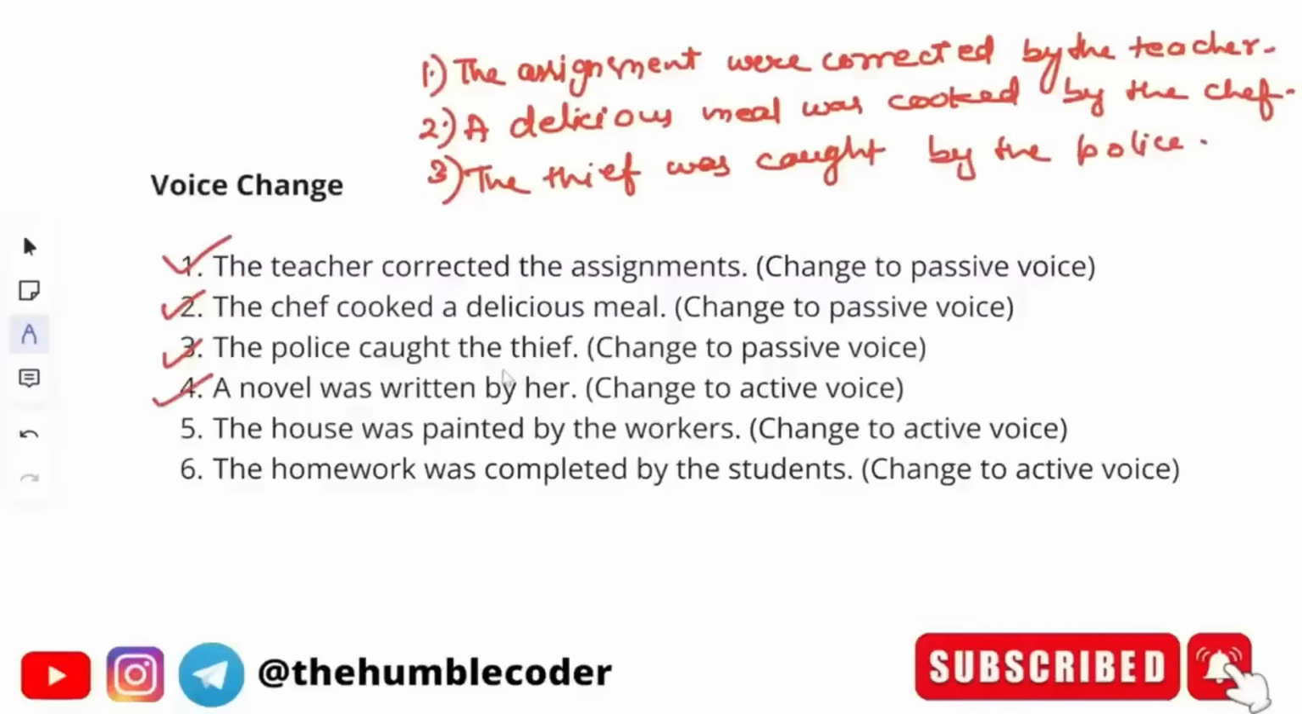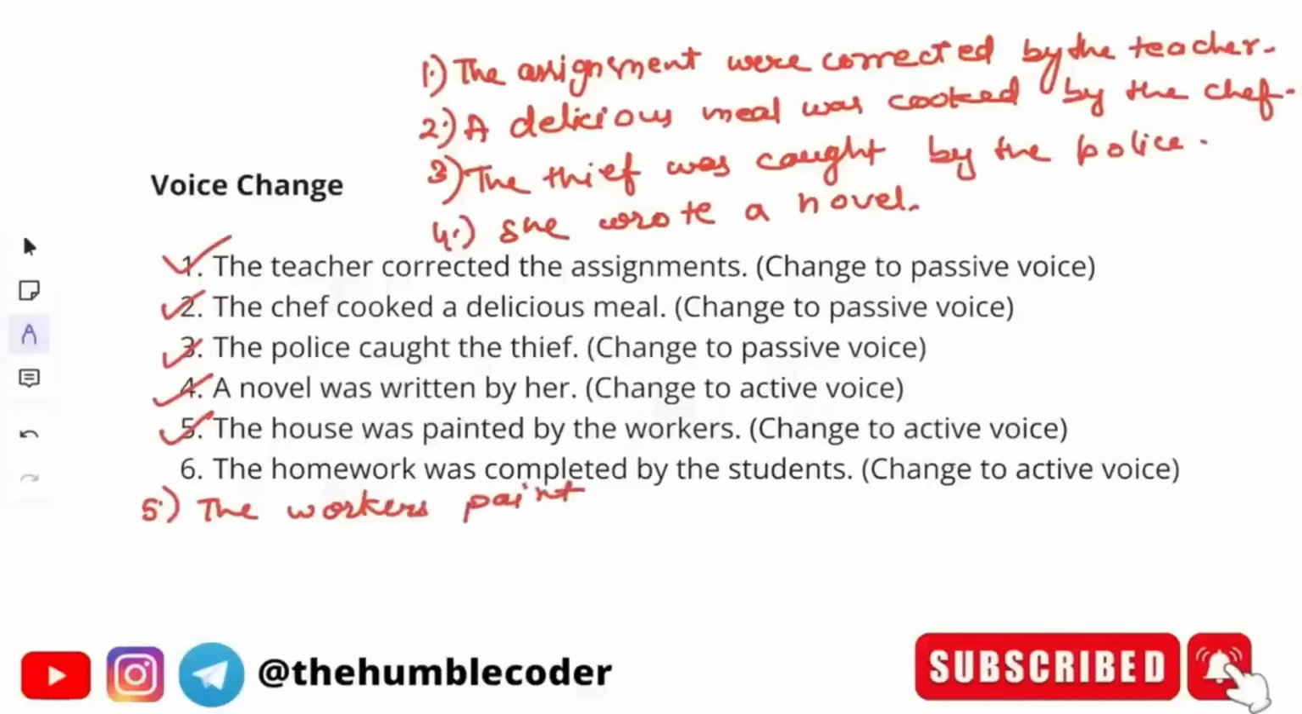A novel was written by her. Now this is a passive sentence. Okay, so we have to convert it into active voice. The correct answer will be she wrote a novel. Okay, moving on to the next question. The house was painted by workers. And again, this sentence we have to convert it to active voice. So the correct answer will be the workers painted the house. Okay, let's see the last question that we have based on these types of question.